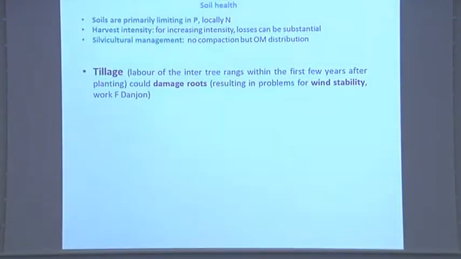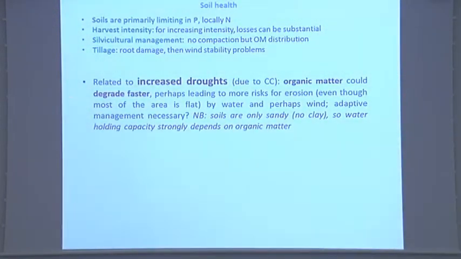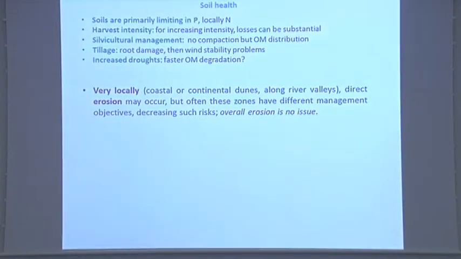Tillage, if you do that once the trees are already planted, between the tree lines, could damage roots. And okay, the roots are very small when the trees are small, but the first roots are the structural roots, and they make the tree strong against the wind. So you could have wind stability issues when new storms come. We know that increased drought is probably predicted. It could degrade organic matter a bit more. And in our system, because it's a lot of sand, there's no clay, it means that a lot of the water also depends on organic material. So that's something we haven't measured or worked on a lot, but it's clearly an issue to consider.